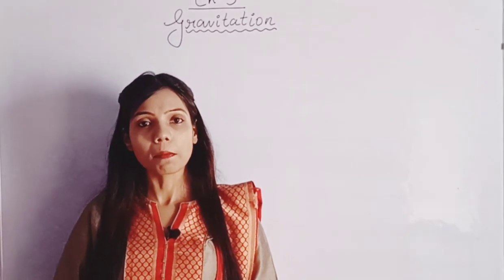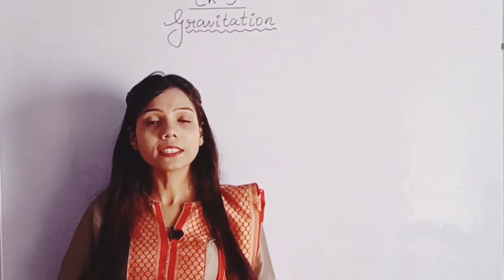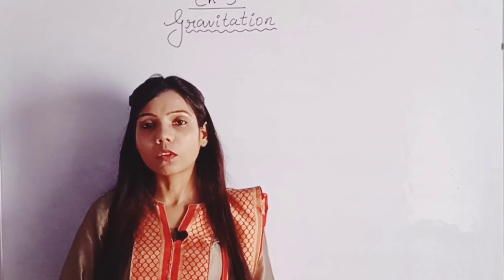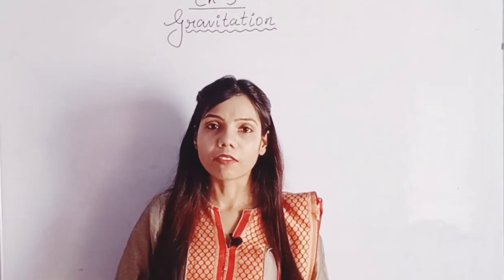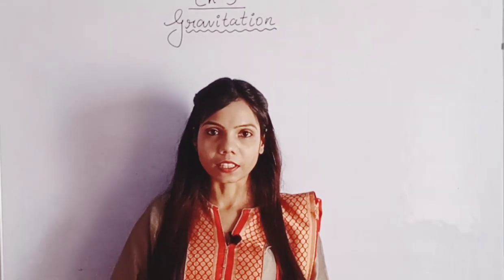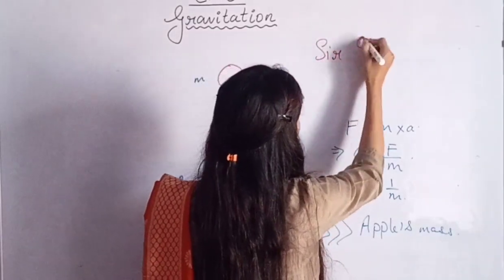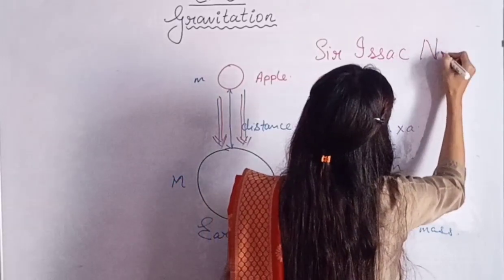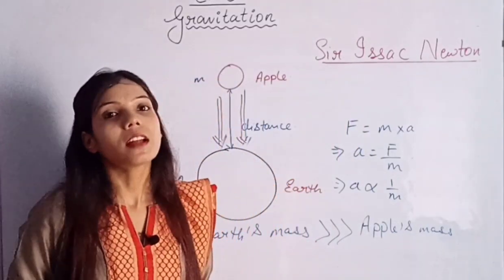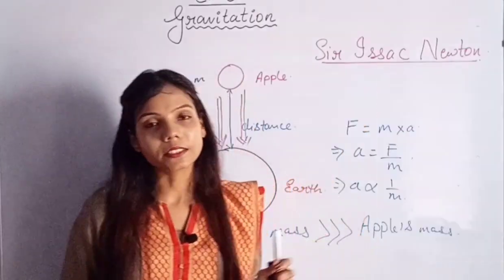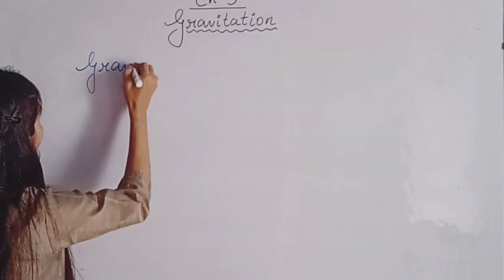This incident affected him so badly that he started to do a lot of research work, and ultimately he came to a conclusion that there is always an invisible force acting directly downward towards the center of the earth. That is, there is always a force acting between two bodies having masses, and that force is known as the force of gravitation. The whole concept of gravitation was given by Sir Isaac Newton. He was the only person who gave the concept of gravitation, and the person who was sitting under the apple tree was none other than this great scientist, Sir Isaac Newton. So let us start this interesting topic: what is gravitation.